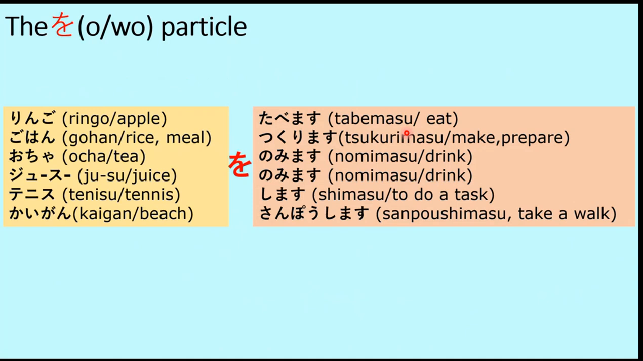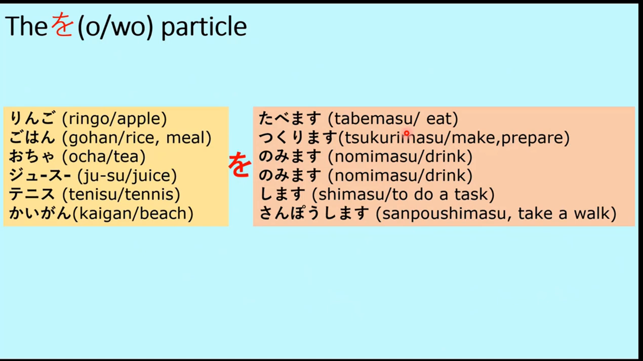A few more examples of food articles followed by the verb tabemasu. For example, ringo, which is apple. Ringo o tabemasu, that means I eat apple. Gohan o tabemasu. Gohan is rice. Gohan o tabemasu, I eat rice. Also, gohan is used to indicate a meal in general, not just rice, because rice is the staple food of Japan. So sometimes the word gohan is used interchangeably to represent rice or meal.